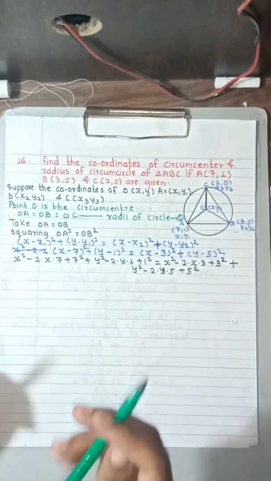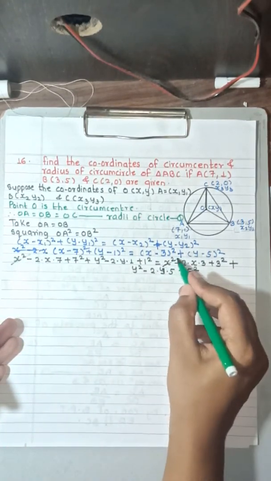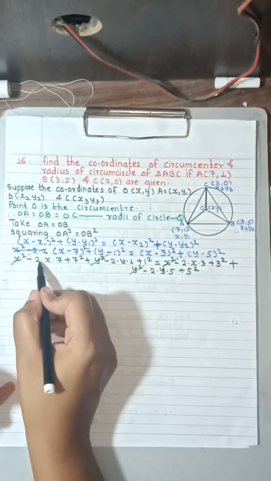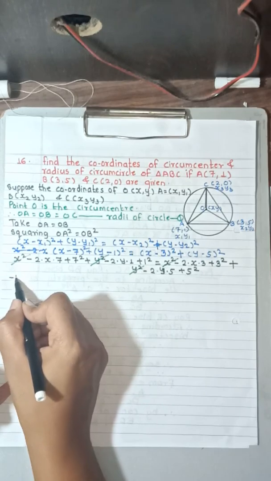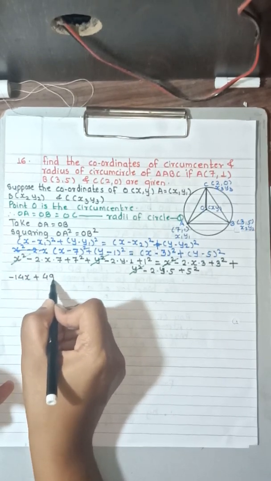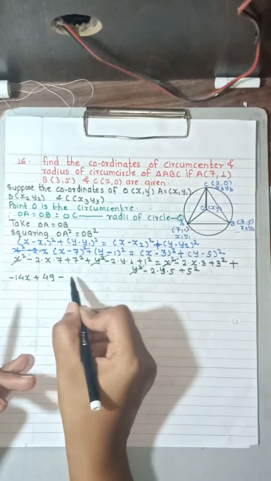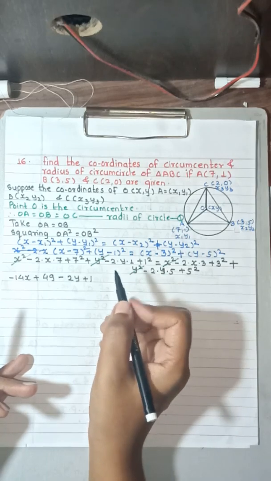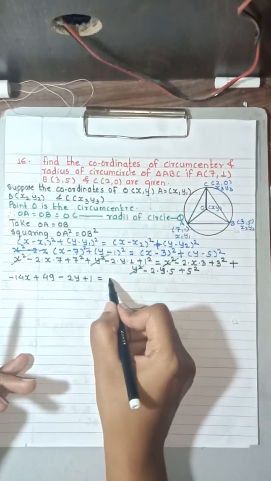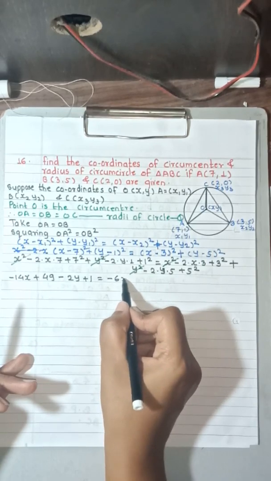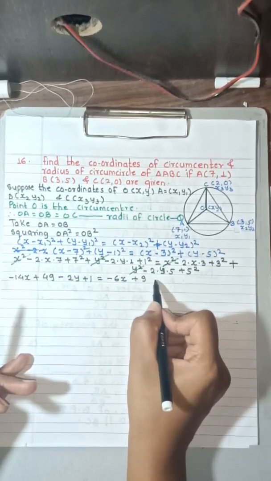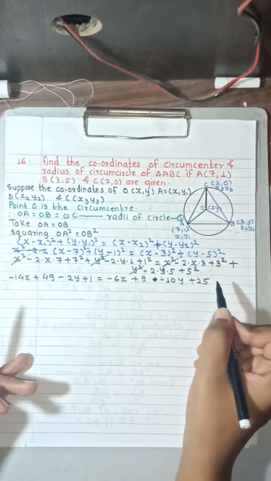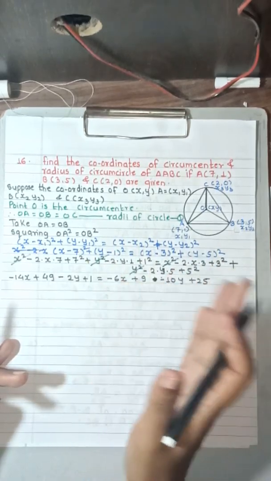Okay, now children, this x square will get cancelled with x square, this y square will get cancelled with y square, and you have with you minus 2 into 7, that will be minus 14x plus 49, minus 2y plus 1, is equal to minus 6x plus 9 plus minus 10y plus 25. Okay, so what we'll do, we'll put all the numbers to one side and all the alphabets to one side.